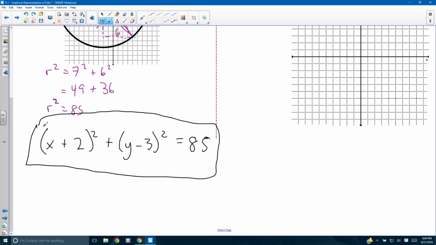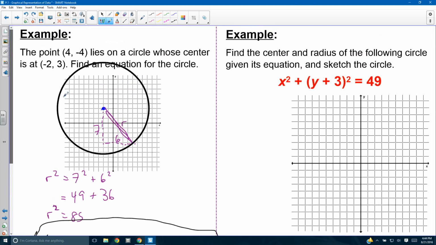And as you can probably tell by now, we'll be able to pull information like this negative 2 and the positive 3 as the center, take the square root of 85, and you can get the radius. We'll make sure to do an example like that. Like right now. Find the center and radius of the following circle given its equation and sketch the circle.